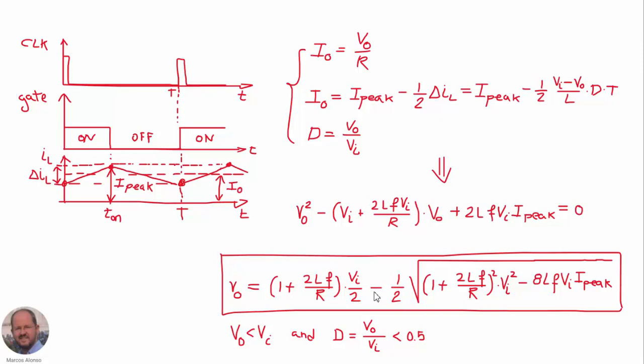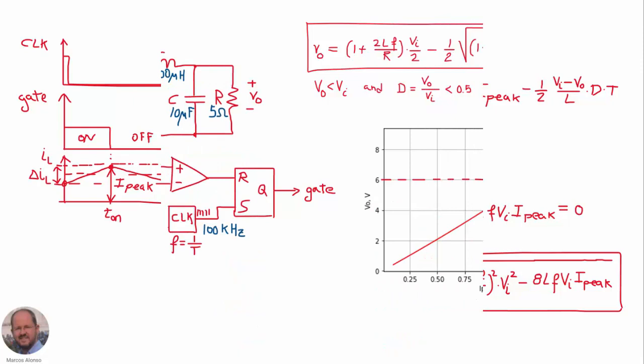And also another condition for this expression is that, of course, the output voltage has to be lower than the input voltage, but also because of the unstable behavior, if the duty cycle is higher than 0.5, we have also this other condition. So the output voltage at the end has to be lower than 0.5 the input voltage. So we can only consider points coming from this expression that verify this condition here. So let's see an example to clarify ideas.